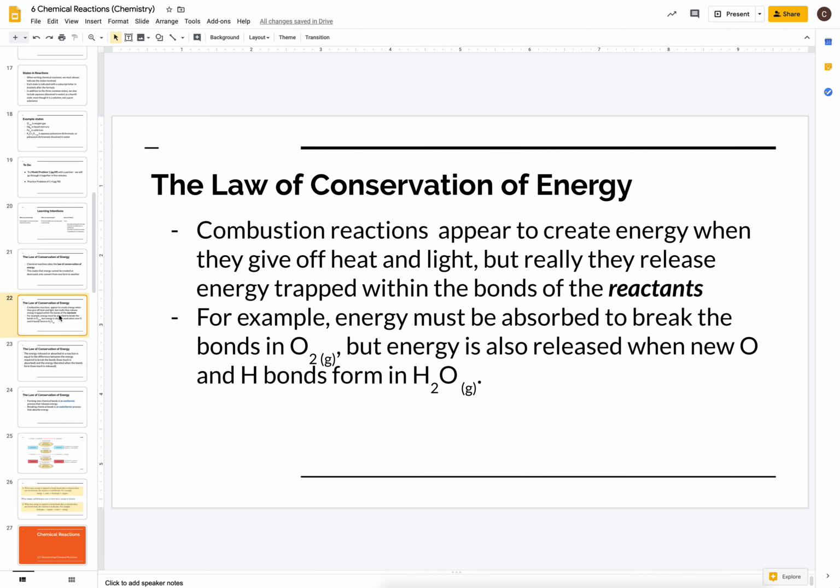So, because the released energy in combustion reactions is so much greater than the absorbed energy, overall, combustion reactions release a lot of energy, which is why they're useful to us. They create heat that can warm us up, or it can be used to fuel another energy transformation, like in a steam engine.